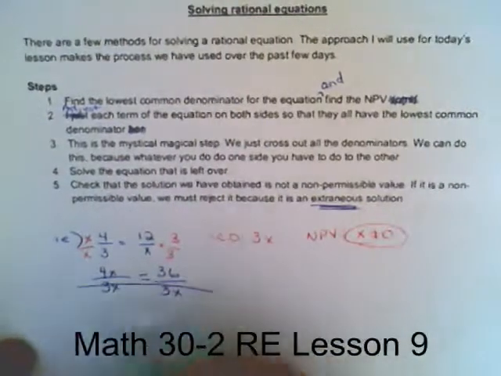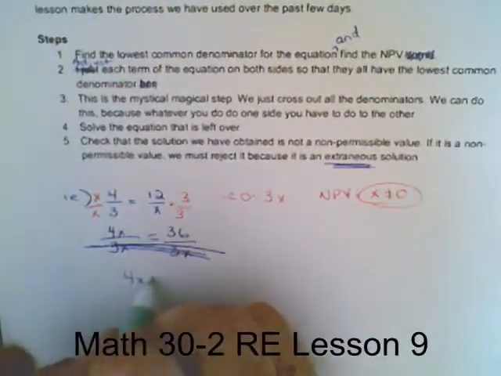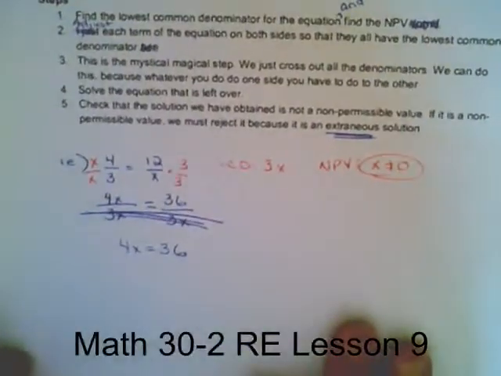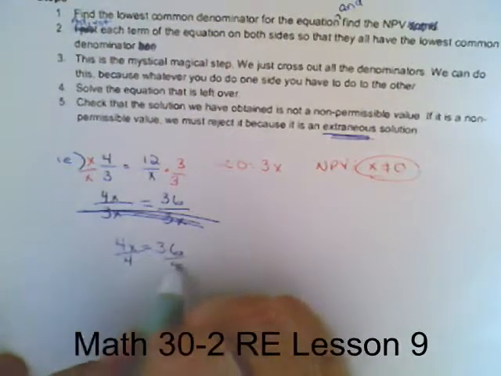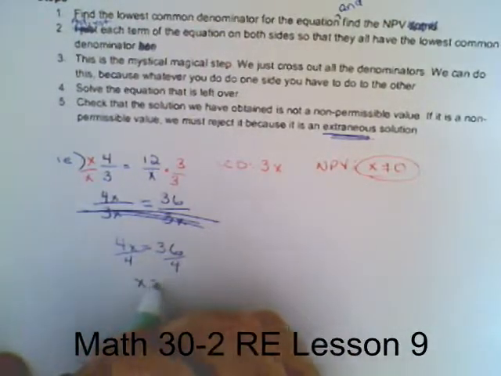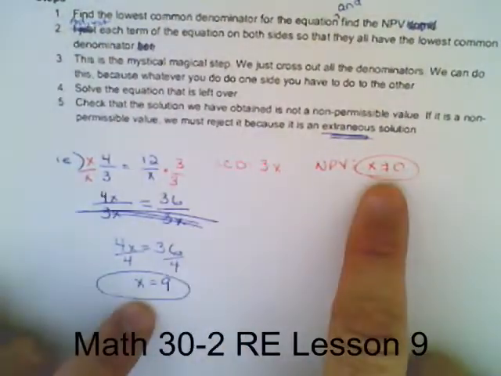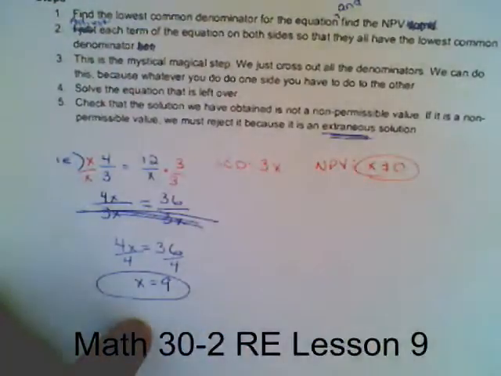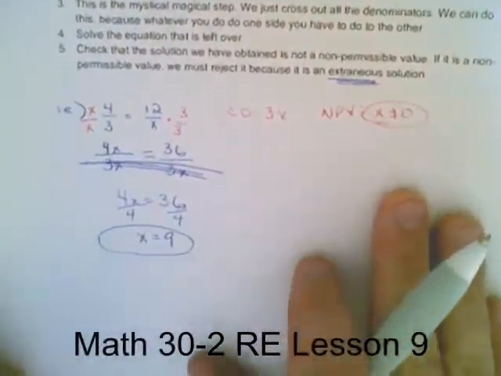Step 3, mystical magical. There we go. I'm not looking at those denominators, so I'm just going to get the equation 4x equals 36. That I can solve. We've been doing that since grade 6 or 7. Divide both sides by 4, and I get x on this side. 36 divided by 4 is 9. There's my solution. I check it. I got 9. Is 9 zero? No. So that sounds good to me. Provided I've done my work right, that is the solution.